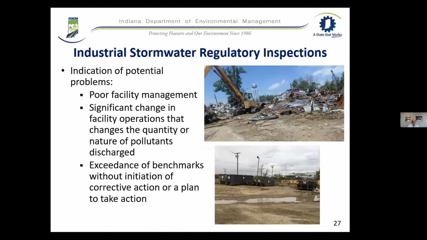So indications of potential problems: poor facility management. These are kind of things that we typically see that are going to prompt us to maybe take the next step to non-compliance. Significant change in facility operation that changes the quantity or nature of the pollutants discharged.